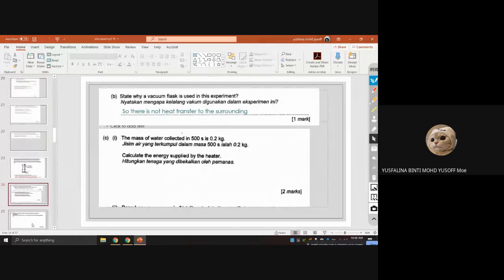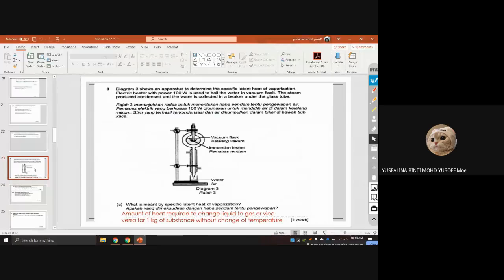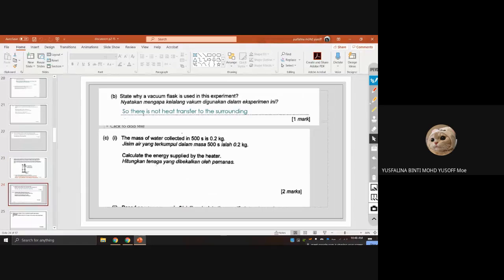Alright, for the next one, why do they use a vacuum flask in this experiment? So we know vacuum actually means there is no heat transferred to the surrounding. So there is no heat transfer to the surrounding, okay.